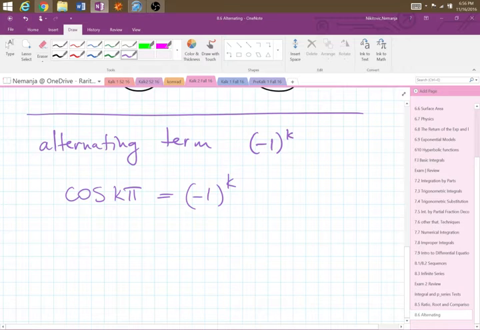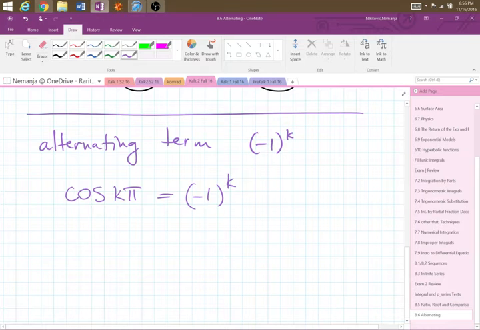So what's cosine of pi? -1. And cosine of 2 pi? 1. And 3 pi? -1, right? So this is a very sneaky way of getting the alternating sign. What's sine of k pi? 0, 0, 0, 0, 0, right?